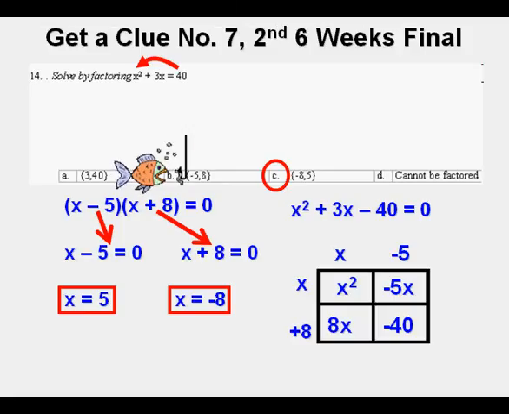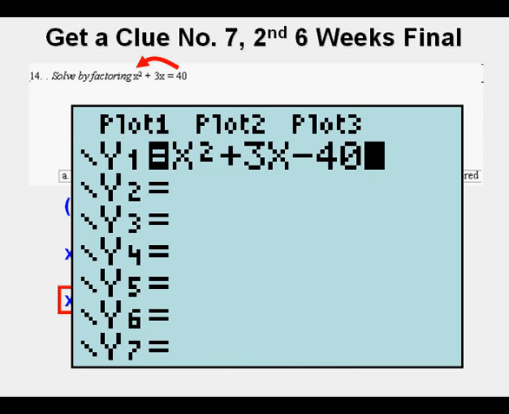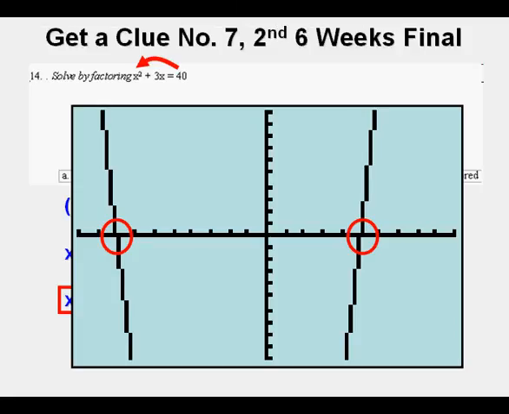Be sure to do this problem at least one other way before you accept the answer. Graphing is a great way to go. You put the equation in Y1, then press graph or even zoom 6 to assure a standard window, and we see that our solutions are at x equals negative 8 and x equals 5.